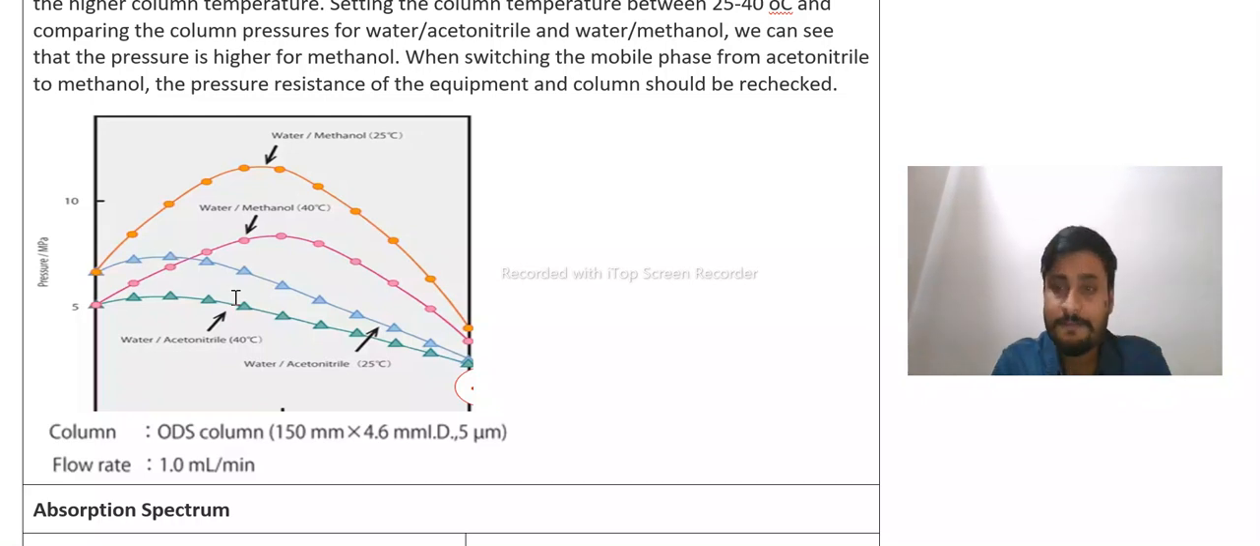So here I give the point to acetonitrile because we all want to work at a low pressure. Nobody wants the high pressure. Okay, so here my point is acetonitrile is the winner in the case of column pressure.